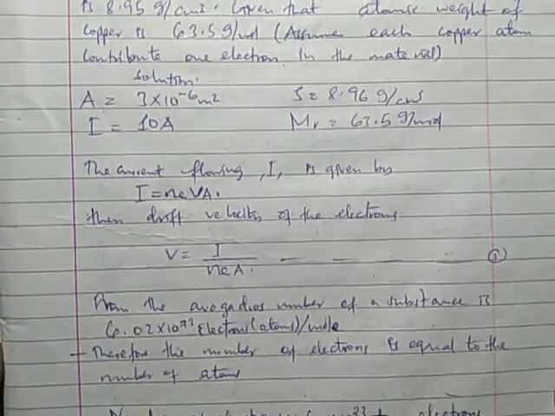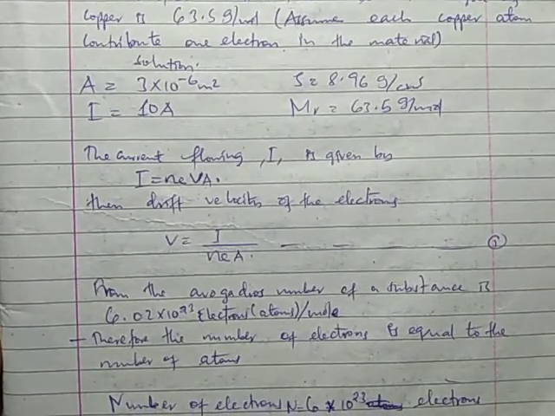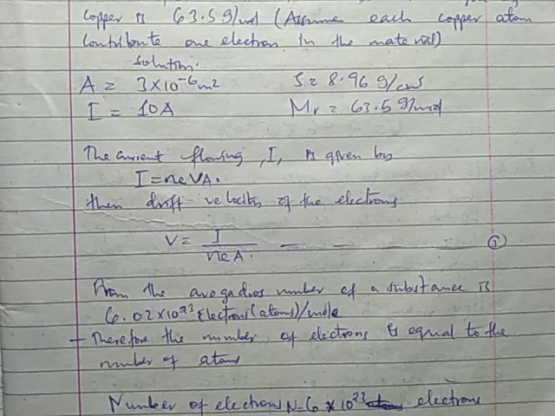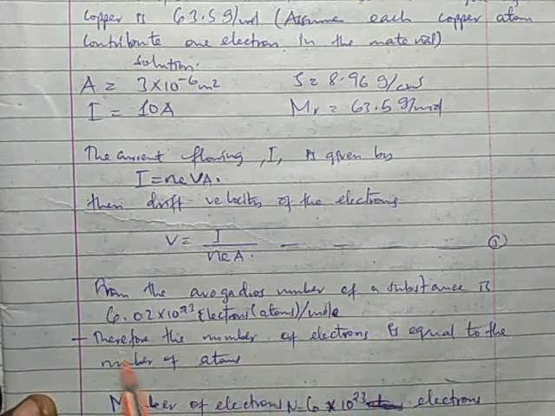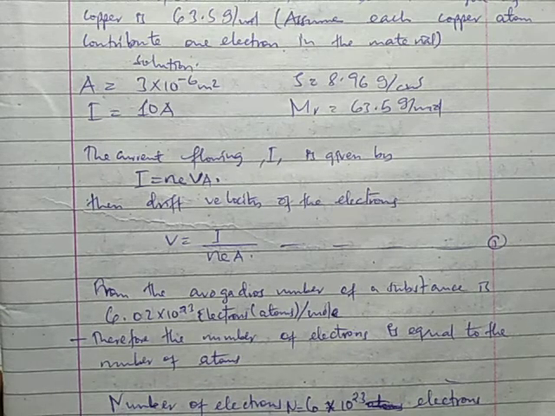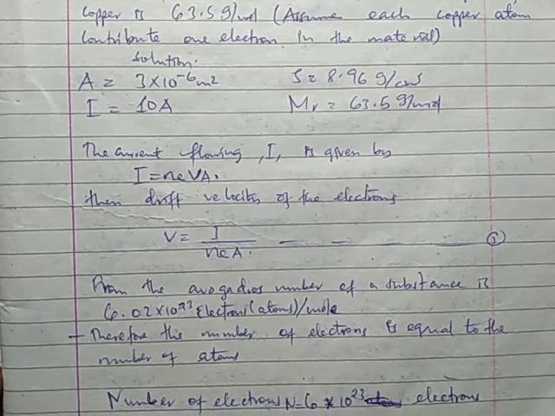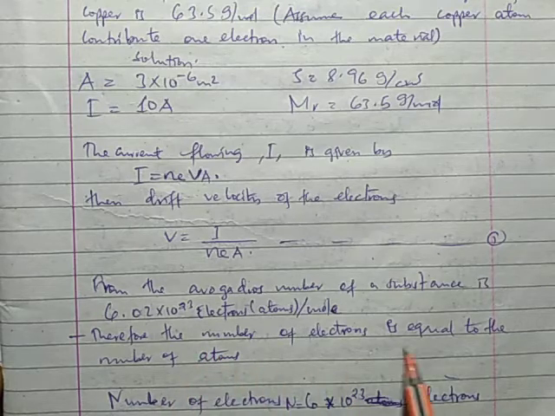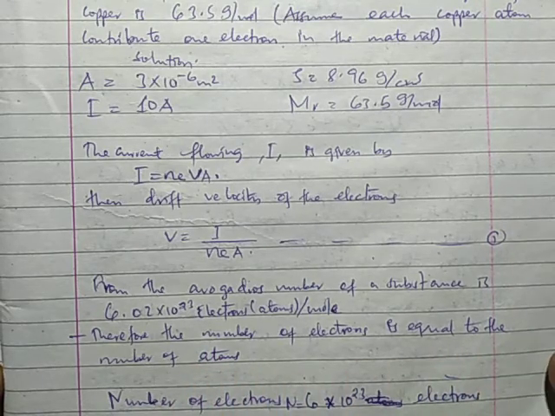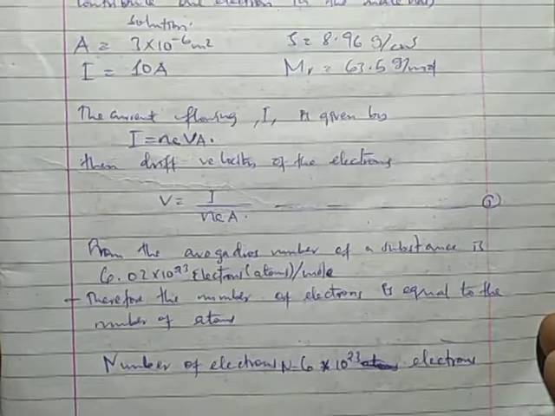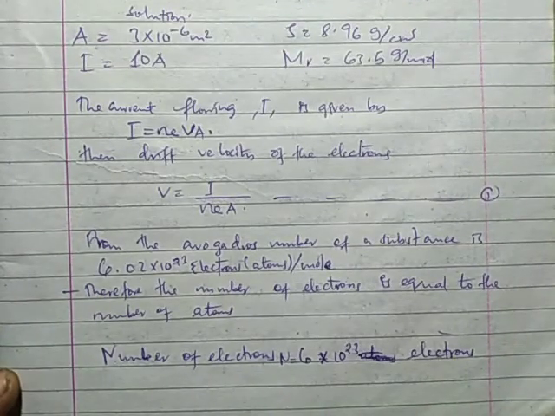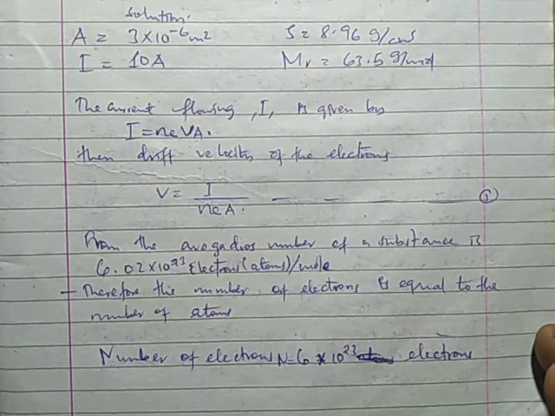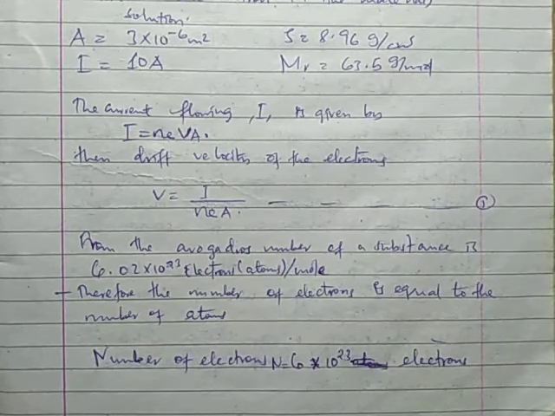Now tunafanyaje hapo? Tunasema kwamba tukiassume kwamba each copper atom ina contribute one electron. Manake from the Avogadro's number of the substance ambayo ni 6.02 times 10 power 23 atoms per mole. Therefore the number of electrons is equal to the number of atoms. Number ya electrons ni sawa na number of atoms. So number ya electrons itakuwa ni 6.02 times 10 power 23 electrons.